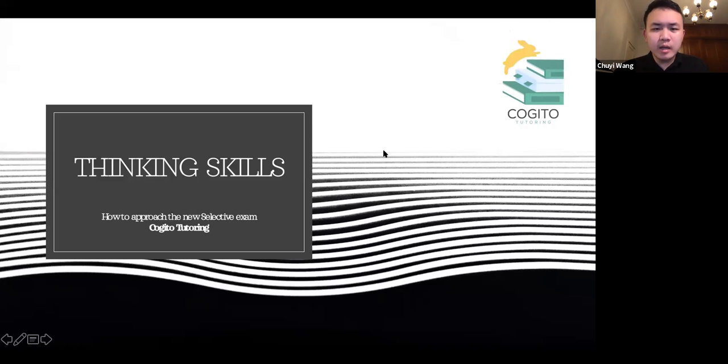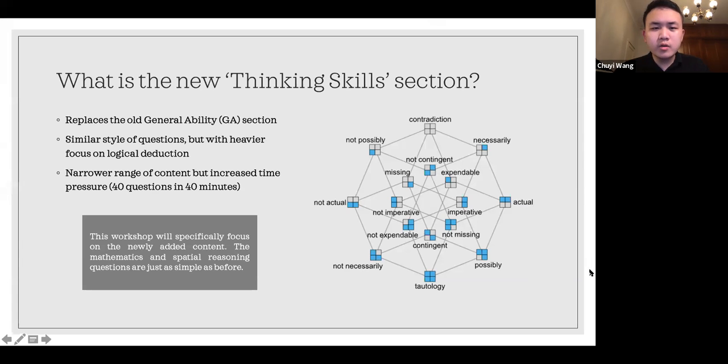So let me briefly introduce what the new thinking skills section is. Now, don't worry too much about this diagram on the right. It's just a fun little diagram about logic that I thought I'd include. So, like I said before, the new thinking skills section replaces the old general ability section. Now, put up your hand if you've done a bit of GA in the past and you kind of know what I'm talking about, yeah?